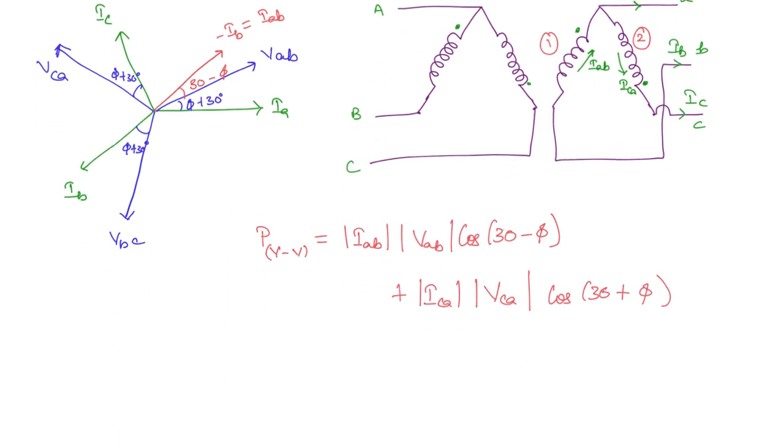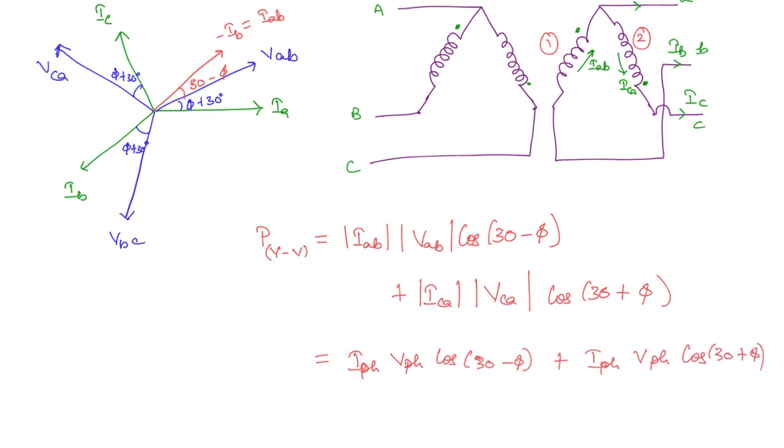So now what is this? Mod IAB is nothing but the phase current. The phase current, that is the current that is delivered by each of the windings, will remain the same, right? The capacity of the winding. So mod IAB is I phase. And what about mod VAB? That is also V phase. So V phase, I phase cos of 30 minus phi. Similarly, ICA is the phase current and VCA is the phase voltage, cos of 30 plus phi.